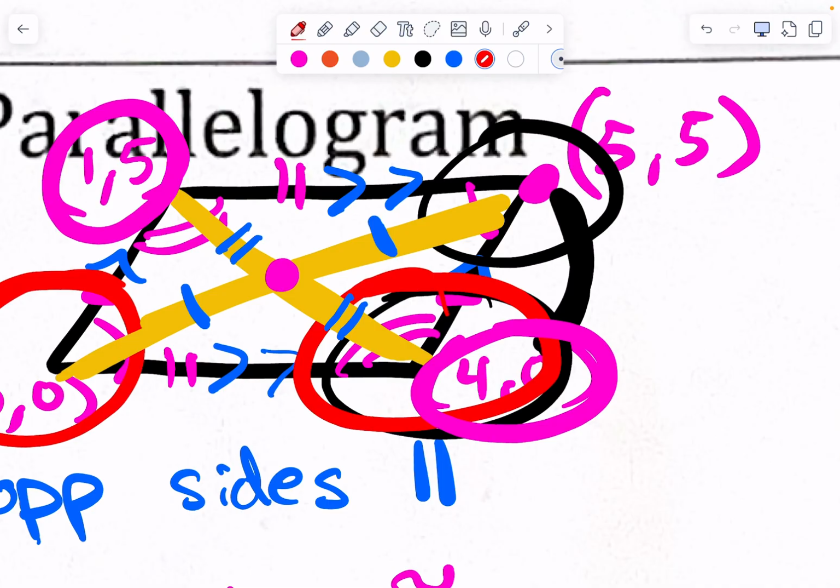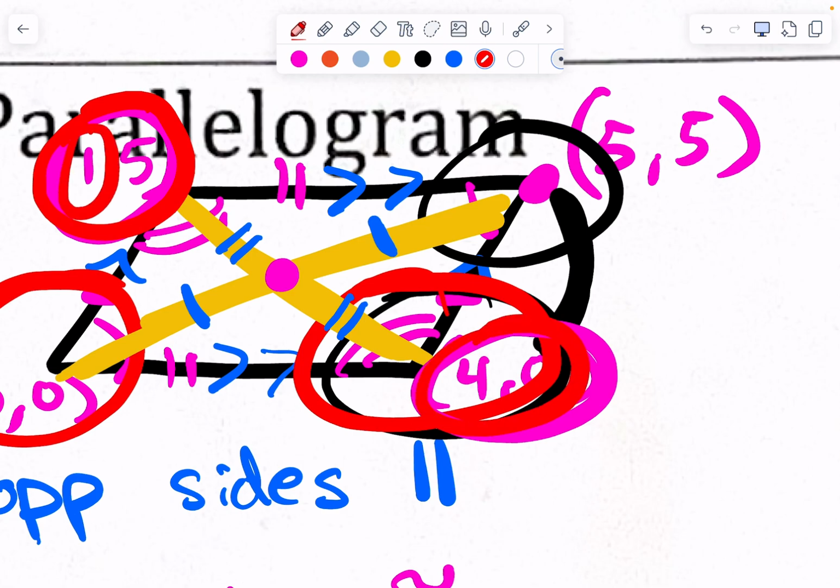Find the distance divided by 2. No, I don't want to do that. How do you find the middle of something? Finding the midpoint is like finding the average. Okay, let's average 1 and 5 and 4 and 0. What's the average of 1 and 4? You add them together, 5. Divide by 2. 2.5.